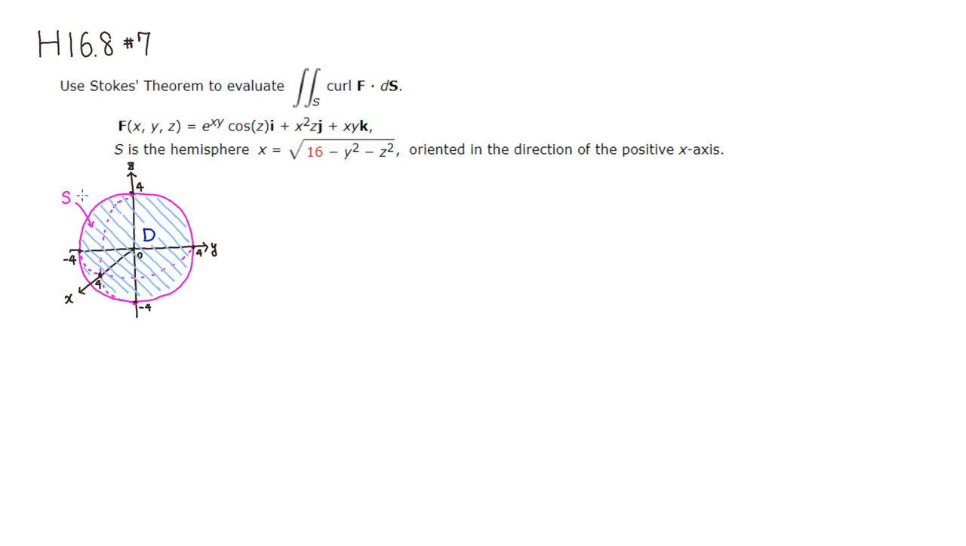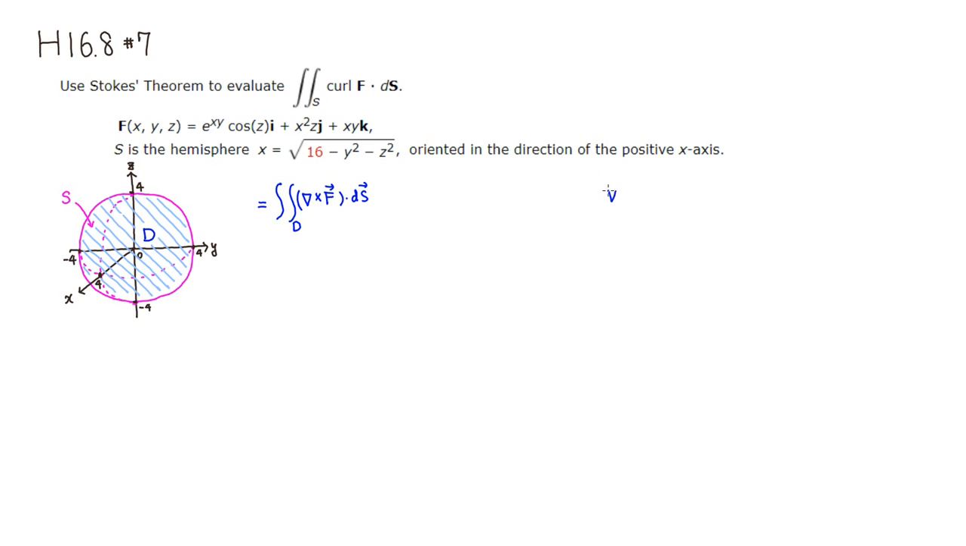Instead of this hemisphere S, we can use the disk, which is the base of this hemisphere. So the integral that we are looking for is going to be, we can just integrate the curl of this given vector field, then dot with the S vector over the disk, not the surface S. So let's compute the curl.